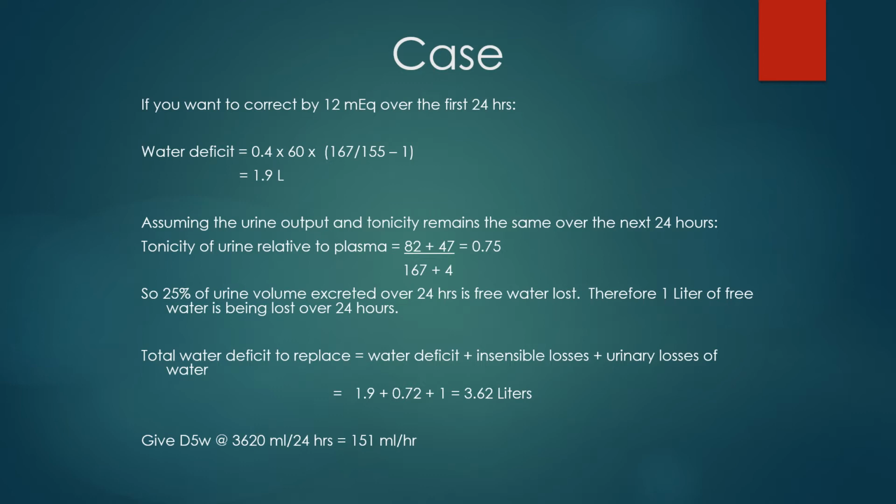Insensible losses of water will be about 0.5 mLs per kilo per hour. So in a 60 kilo person, that's 30 mLs per hour of insensible losses times 24 hours, which equals 720 mLs or 0.72 liters. So the total water deficit that needs to be replaced over 24 hours is 1.9 plus 0.72 plus 1, which equals 3.62 liters. If you give the water in the form of D5W, it would be given at a rate of 3,620 mLs divided by 24 hours to give 151 mLs per hour.